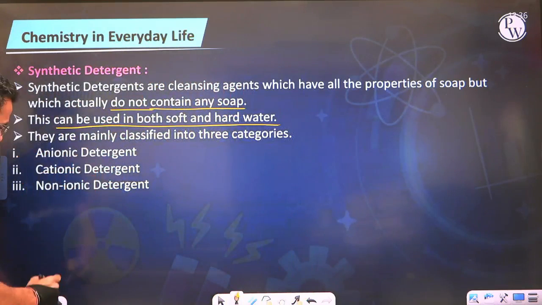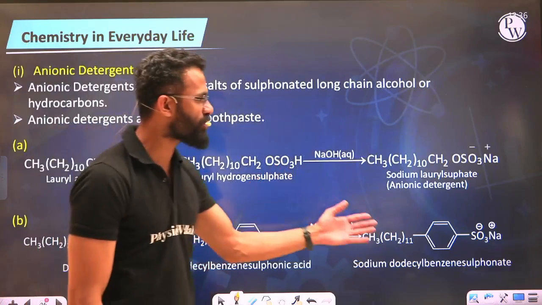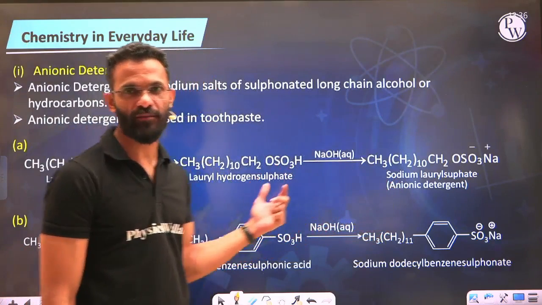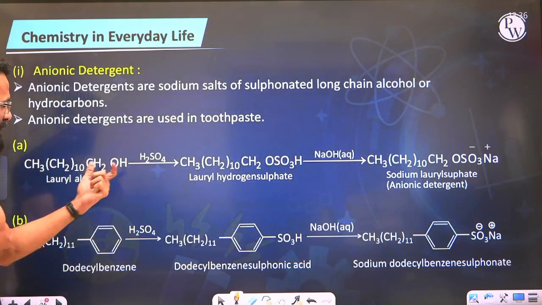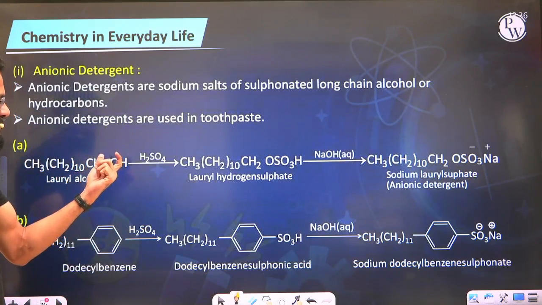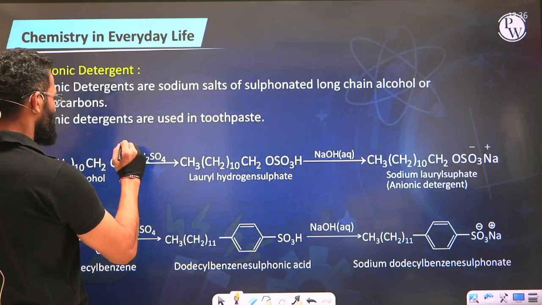Anionic detergents are basically metal salts of sulfates of some compounds. For example, if I have lauryl alcohol, you can see here altogether 12 carbons in a straight chain containing an alcohol functional group. If you allow this to react with sulfuric acid, well, to understand, let's write it this way.